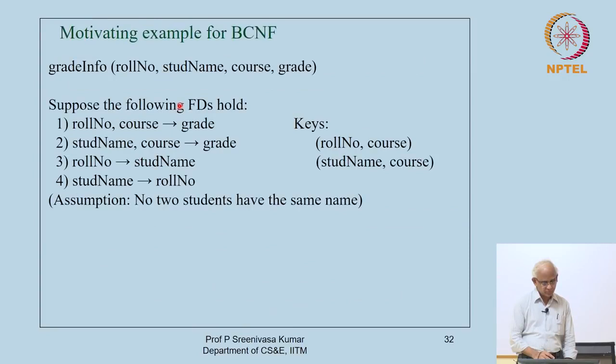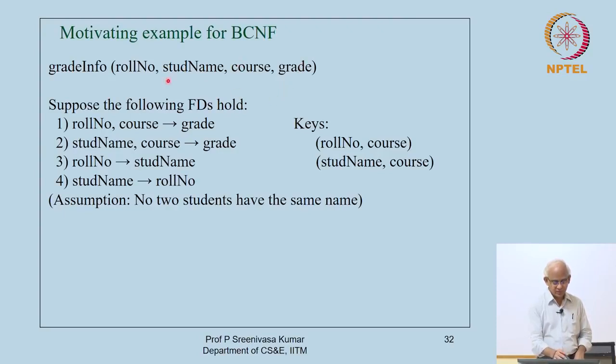Why do we need that? Here is a motivating example for that. Again, this example has been created to illustrate the point. I am making a very important assumption here, that student names are unique. In this example alone, we are making that assumption. No two students have the same name. So, roll number, student name, course, grade.